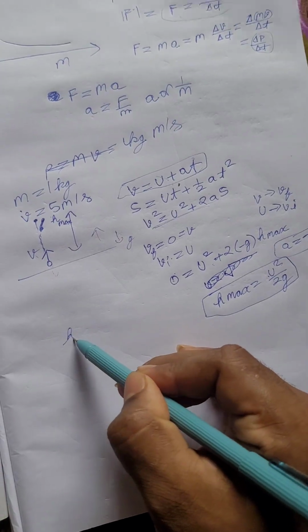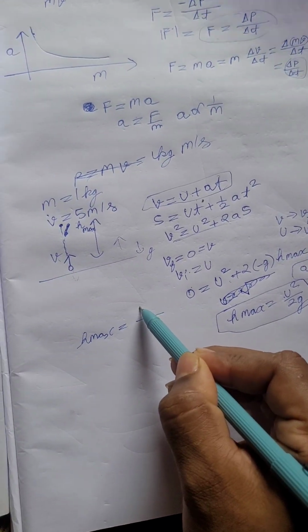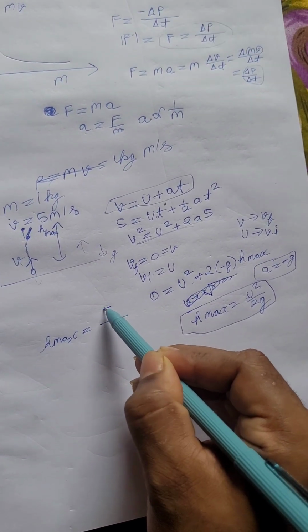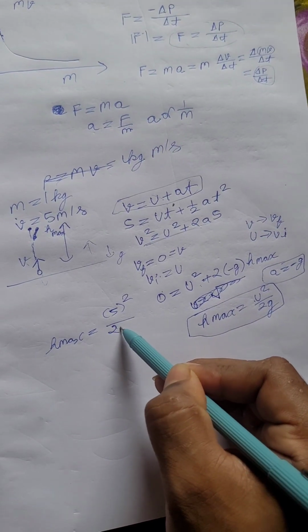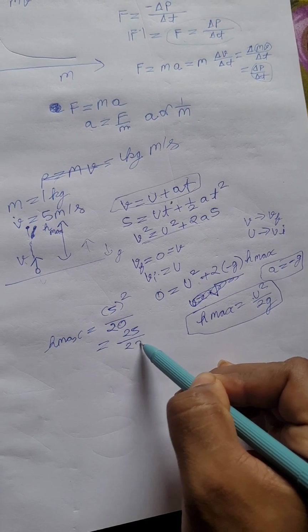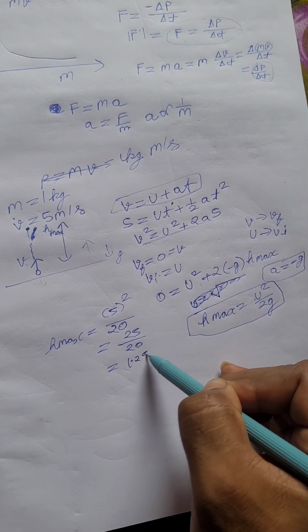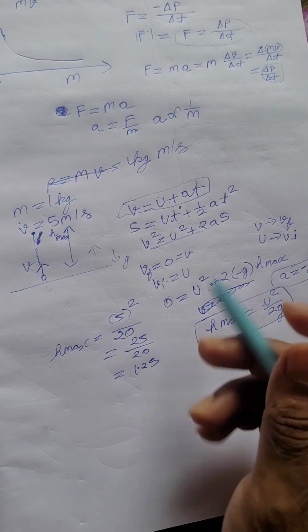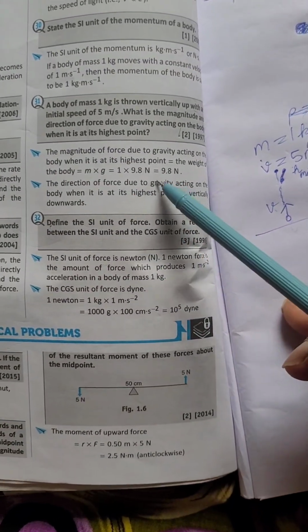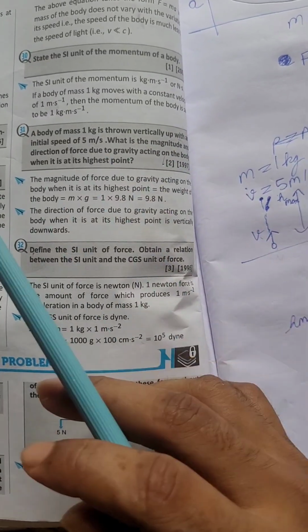So we will put the values here. H max, u square, initial velocity was 5 square, let g be 10, so 25 by 20, that's 1.25. Yes, 1.25.